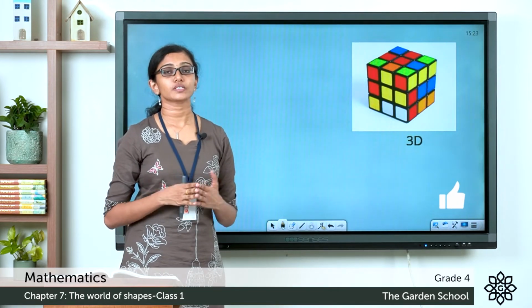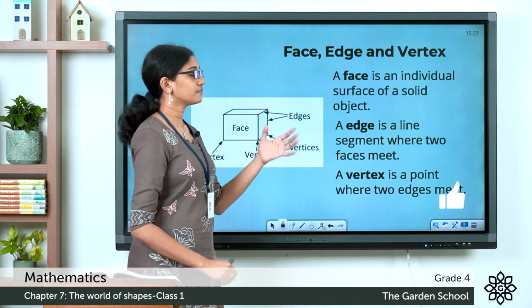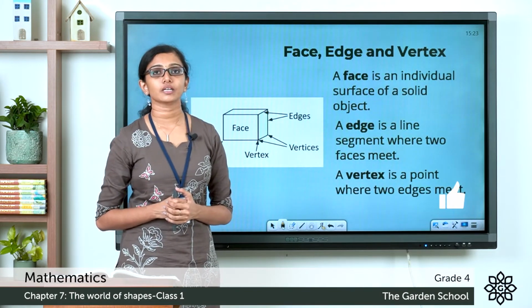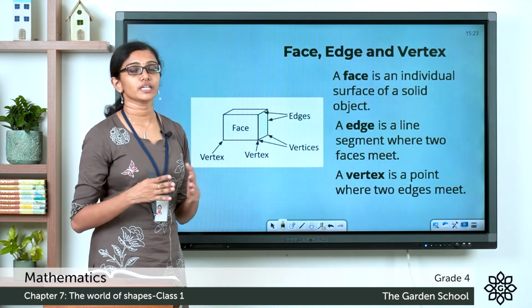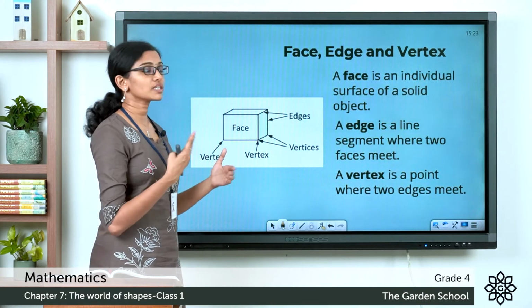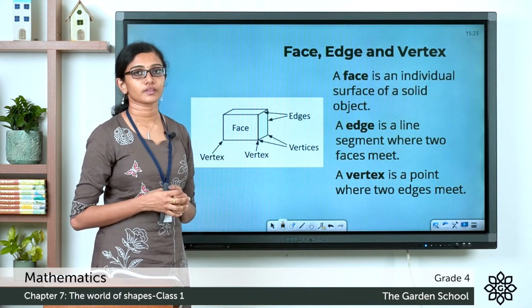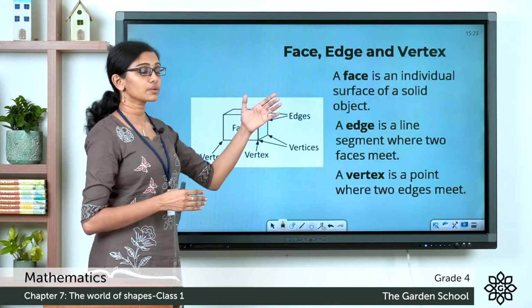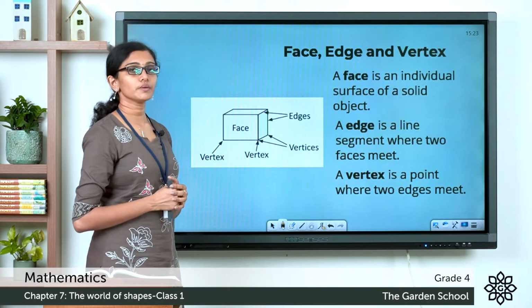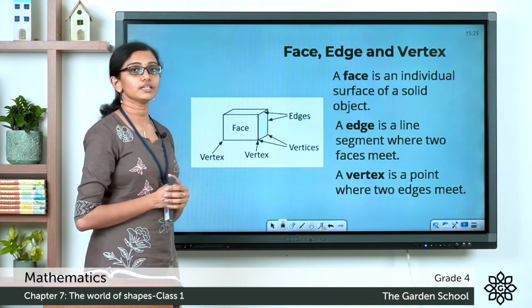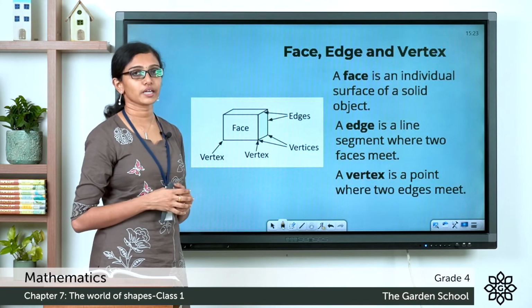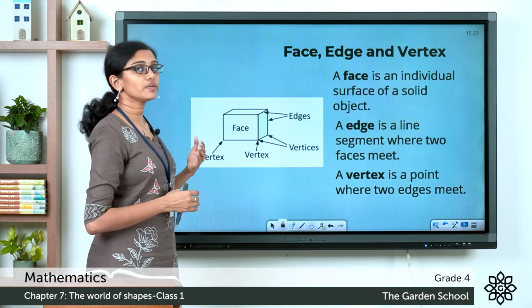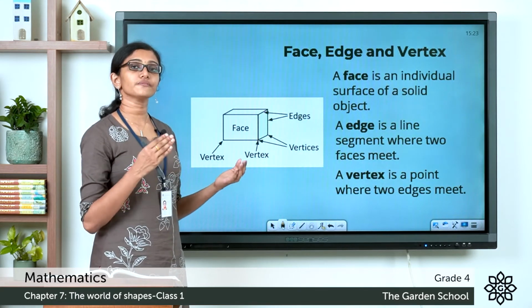3D shapes or solid shapes may have a face, edge and a vertex. What do you mean by a face? A face of a solid object or 3D shape is the surface that you see around the object. So a face is an individual surface of a solid object. Here you can see the picture of a cube, which is a 3-dimensional or 3D shape. And what you see around as the surface of it are the faces of the cube.